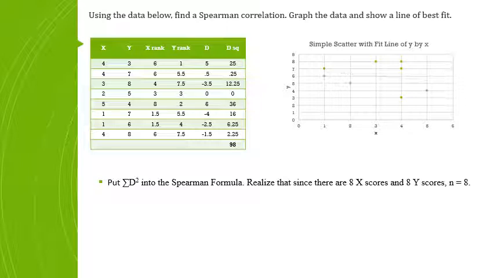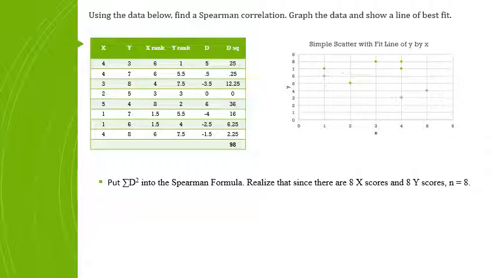And then you're going to rank the Y column. And then you're going to find the difference between the X column and the Y column. Okay. In this case, to find D, I just said the bigger number minus the smaller number. So I said X rank minus Y rank, and I got 5. And then I squared it and got 25. The same thing for the second set of scores. The X rank was 6, the Y rank was 5.5. The difference of those is 0.5.